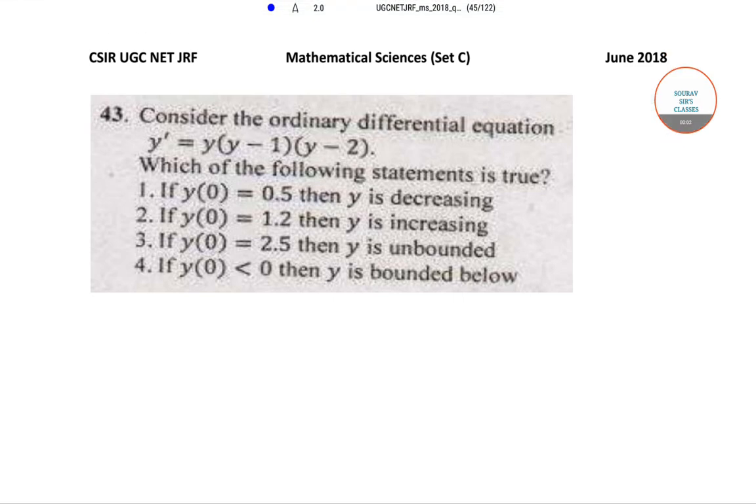Today we'll be solving the CSIR UGC NET questions from the June 2018 paper. We'll be solving the set C of the Mathematical Sciences paper. Let's start off with question number 43.